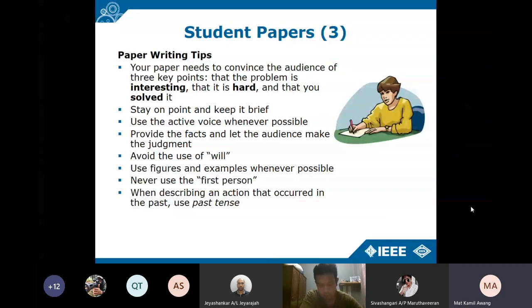And stay on point and keep it brief. Use the active voice whenever possible. Provide the facts and let the audience make the judgment, and avoid the use of "will", because "will" means that you have not done it. Whereas in the presentation, you have to show that you have done it. So there is no such thing as "will". And use figures and examples whenever possible, and never use the word "I". Normally use "we". When describing an action that occurred in the past, use the past tense.